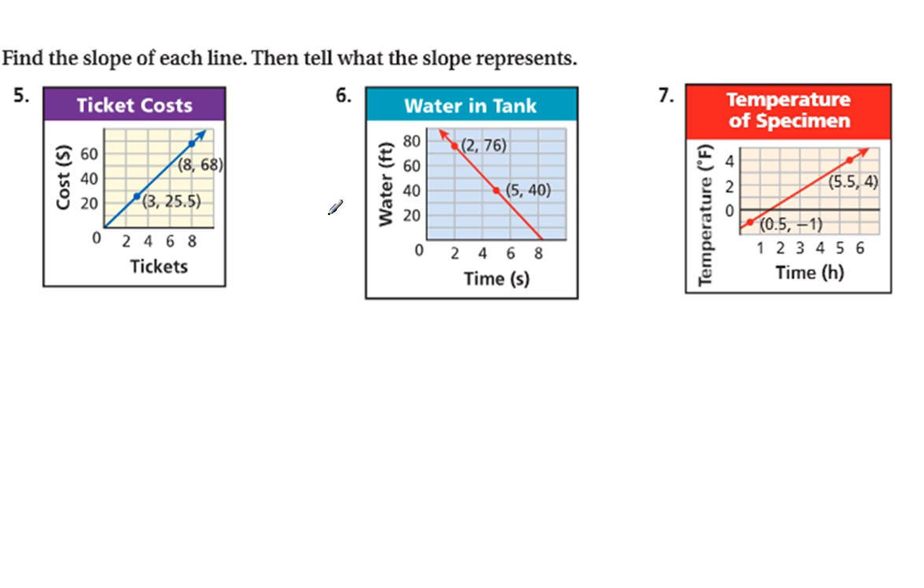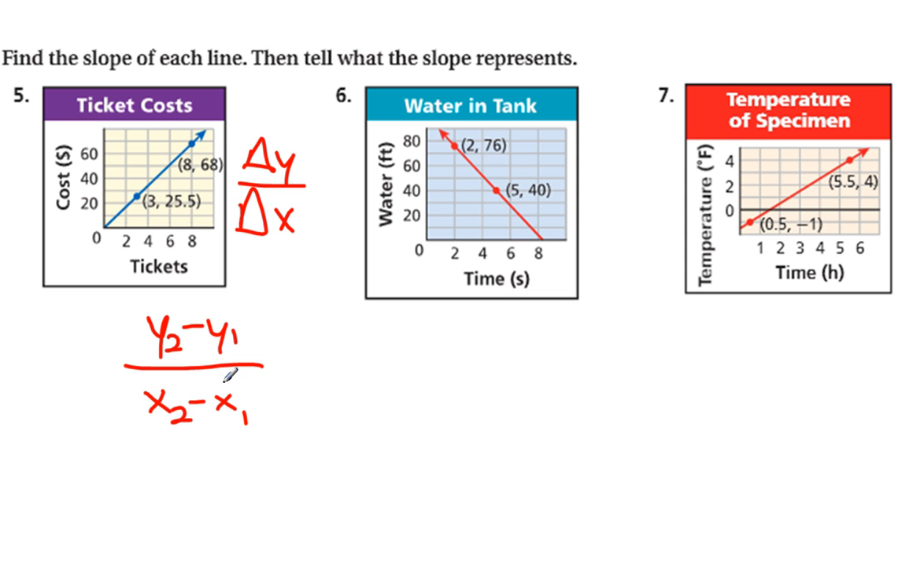Alright, find the slope, tell what the slope represents. So remember, slope is change in y over change in x. Or if you're not down with that, we say y2 minus y1 divided by x2 minus x1. So change in x, change in y.